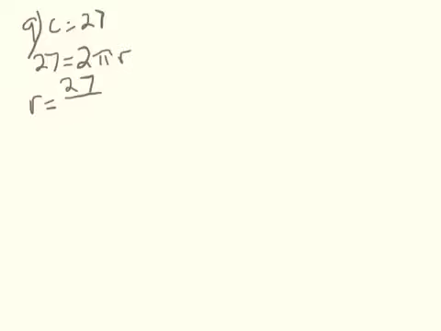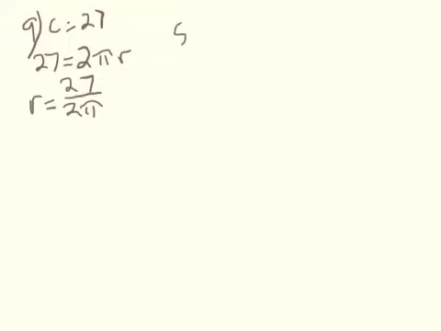Number 9 on that same page tells you that the circumference of a bowling ball is 27 inches. So if circumference equals 27, then we know that 27 is equal to 2 pi r. So doing what we did last time, the radius would then be equal to 27 over 2 pi, but we can't really reduce this one, so we'll just leave it as that.